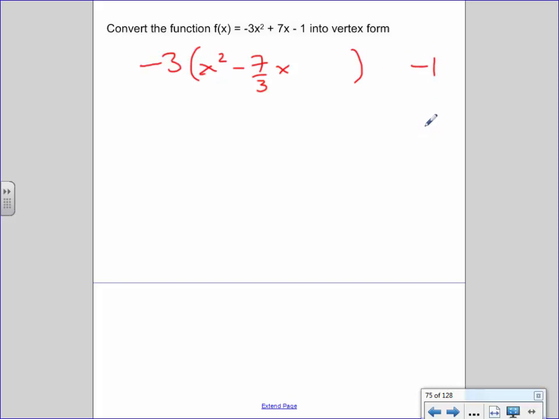Okay, we now need to break this up into two brackets right here, such that when we're done, it can be squared. And again, kids, this is usually the step they get stumped on. They go, well, what number should go here? Well, what you're really looking for is half of this. What is half of 7 over 3?